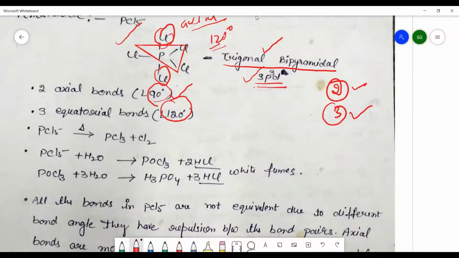These two P-Cl axial bonds are more elongated. They are not equivalent, meaning they don't have the same bond length. इन दोनों की bond length same होगी और इन तीनों की bond length same होगी. But they have different bond lengths because these are axial and lie at the 90-degree bond angle. So there is more bond pair repulsion, which causes more elongation of this bond than expected, as compared to the equatorial bonds, because these lie at the 120-degree bond angle.